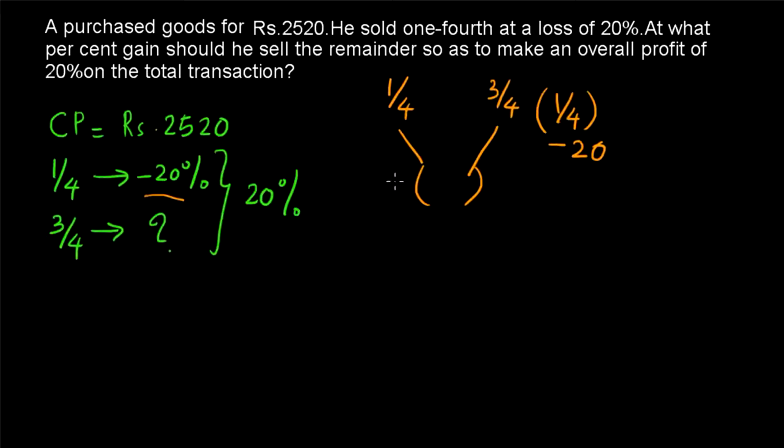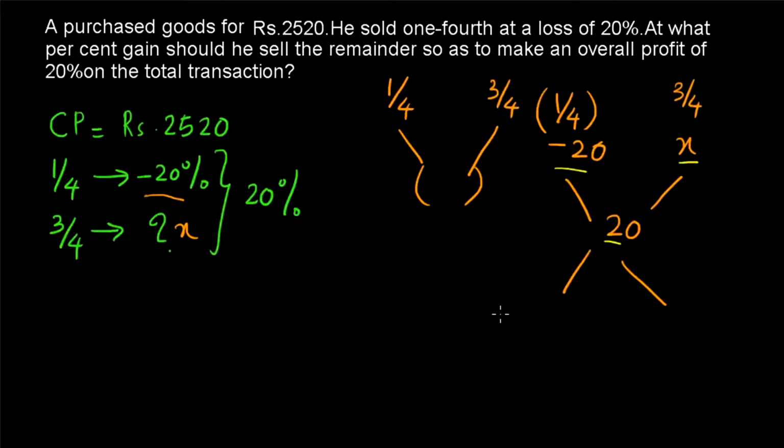And what about the 3/4 part? We don't know what's the profit percentage or the loss percentage, so let's give it as X. When combined together we are getting an overall profit percentage of 20. Since it is a profit, it is plus. This is the 3/4 part, and which will be greater, 20 or X? Minus 20 when combined together with X gives an average of 20, so X should be greater than 20. Only when X is greater than 20, when it is combined with a negative number, will we get the average value of 20.